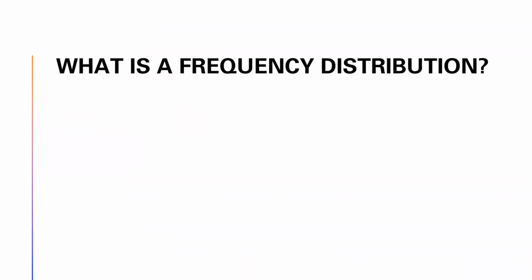Alright, so what is a frequency distribution? Well, the definition of the word frequency is like a count. If you calculate the frequency of something, you're counting up how many times it occurred. A distribution is just a fancy word for a table or a graph, and so this is a table of counts.